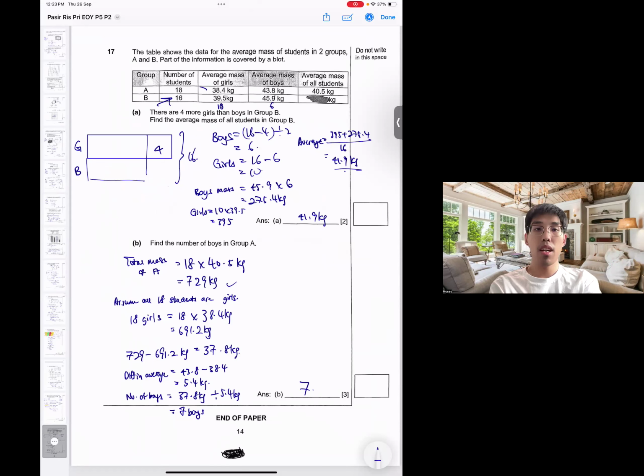So with this, we mark the end of paper 2 and also the end of today's EOY sprint. Subsequently I will be posting other levels as well, from Sec 1 all the way to Sec 4, including N level and O level E-Maths and A-Maths. I'll do one paper every single day.